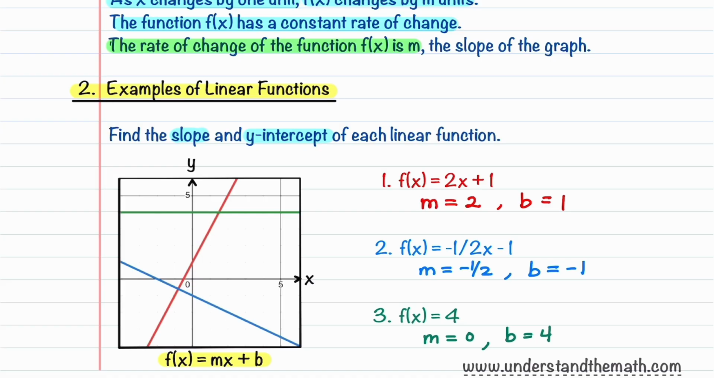Let's now look at all of these graphs together and see what's different about them. As we move from left to right, we can see that a line that goes up, which is our red line, has a positive slope. A line that goes down has a negative slope. And then a horizontal line has a slope of 0.